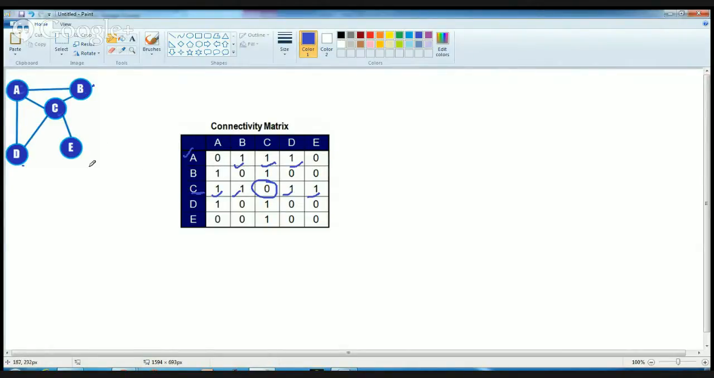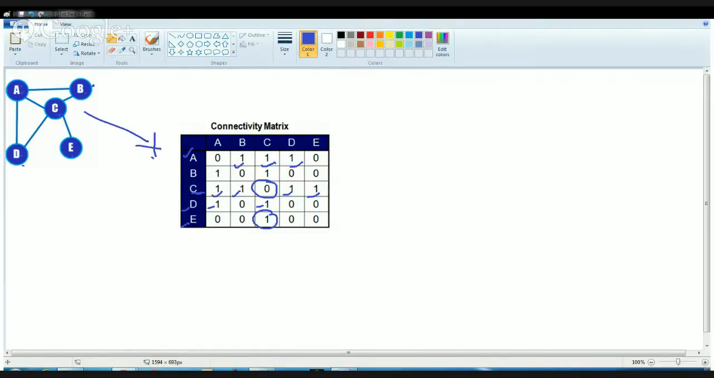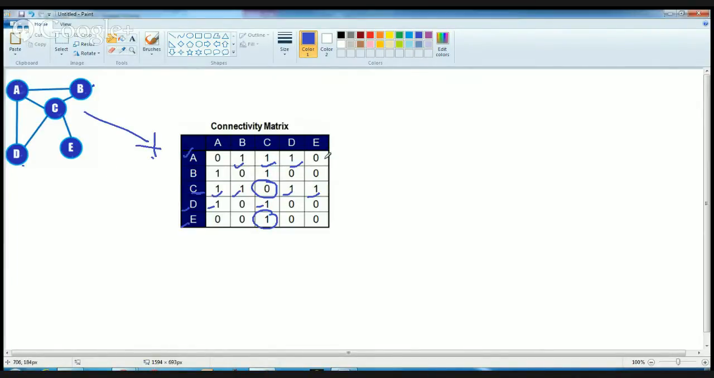And similarly, we'll see E is only related to C. D would be related to A and C. So this way we can find the connectivity matrix for this diagram. So that was the first question. We need to draw the connectivity matrix based on this.